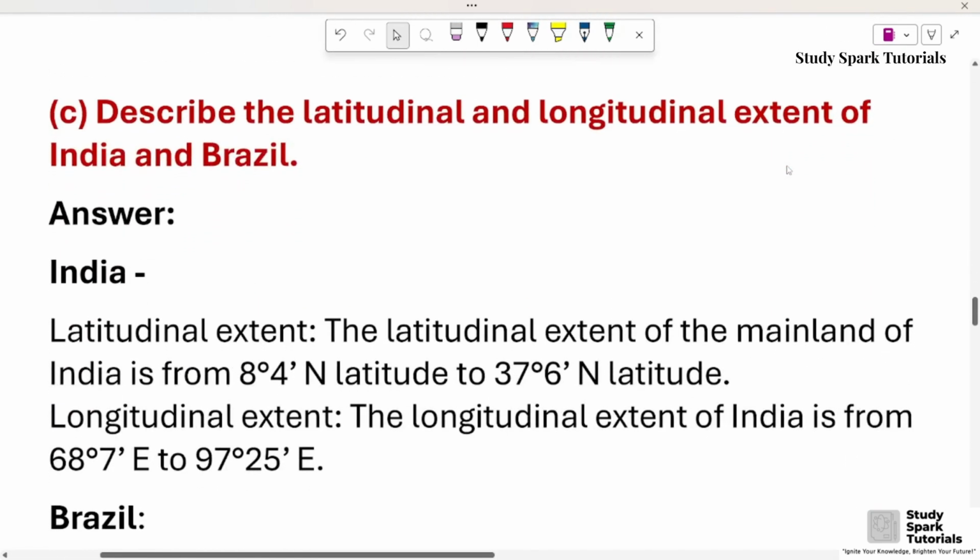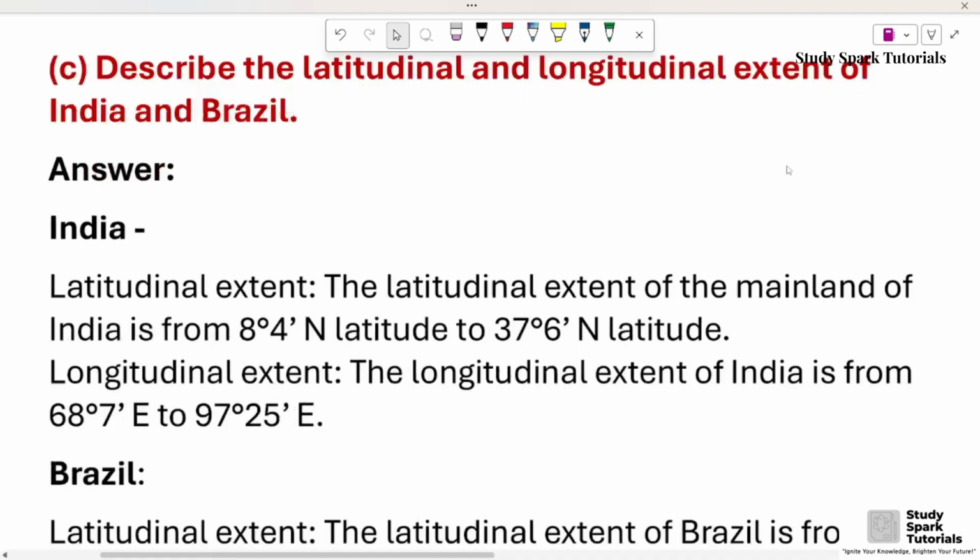C, describe the latitudinal and longitudinal extent of India and Brazil. Answer, so let's see India's first. Latitudinal extent. The latitudinal extent of the mainland of India is from 8 degree 4 minute N latitude to 37 degree 6 minute N latitude. Longitudinal extent. The longitudinal extent of India is from 68 degree 7 minute E to 97 degree 25 minute E.